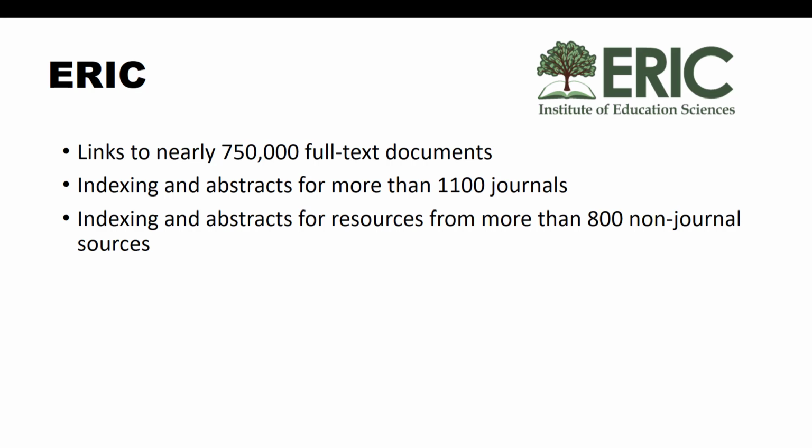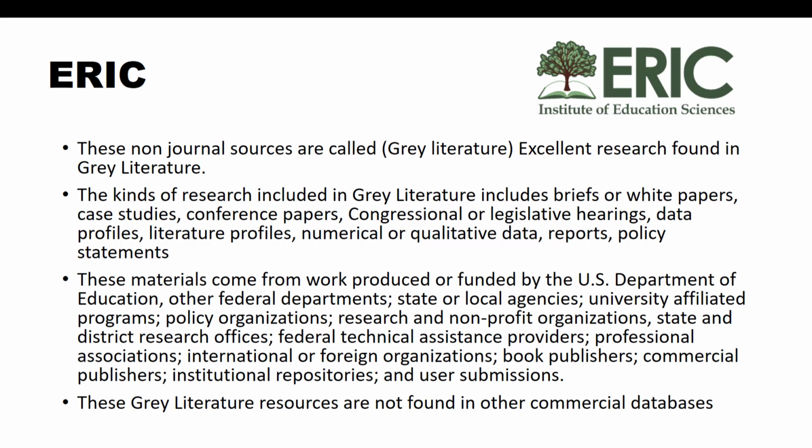It does have some documents that are full text. It indexes and abstracts more than 1,100 journals, and it indexes and abstracts resources from more than 800 non-journal sources. So let's talk about these non-journal sources for a minute. These non-journal sources are called gray literature. A lot of excellent research can be found in gray literature.